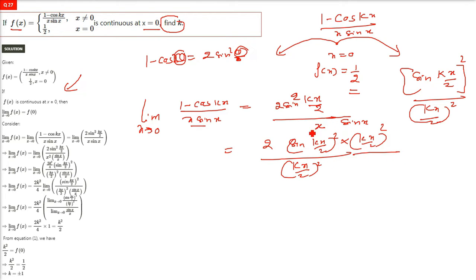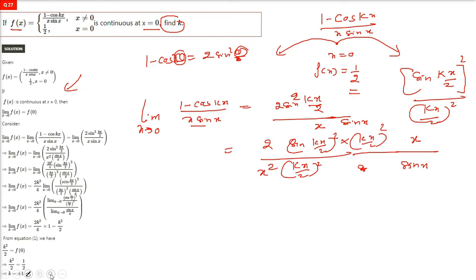Why have we done this? Because we need to find sin theta by theta. Whether it is square or cube doesn't matter, it has to be sin theta by theta. Now what is here? It is sin x, so we need an x in the numerator, so we'll multiply by x in the denominator as well.